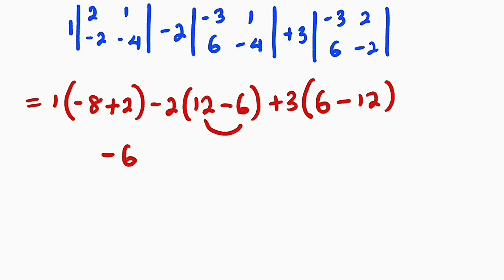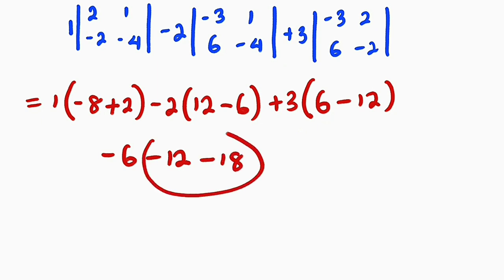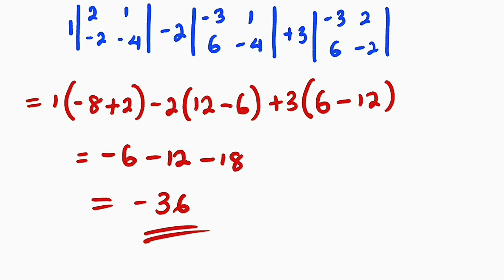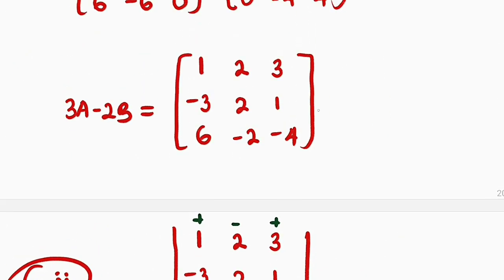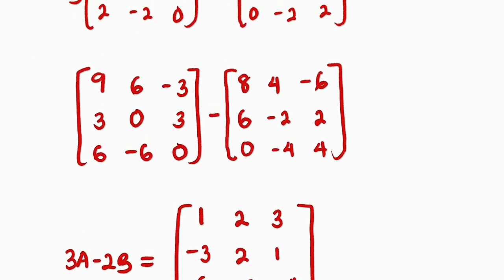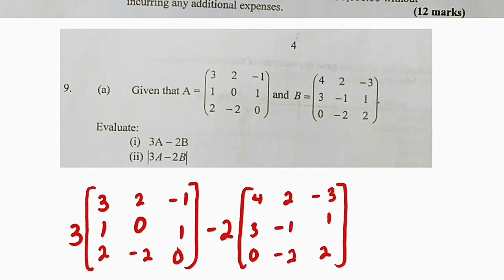12 minus 6 is 6. And 6 times negative 2 is negative 12. 6 minus 12 is negative 6. And negative 6 times 3 is negative 18. This together will give us negative 30. And this one, negative 36. So this is negative 36, which is said to be the determinant of this particular matrix. And we are done with question 9a.